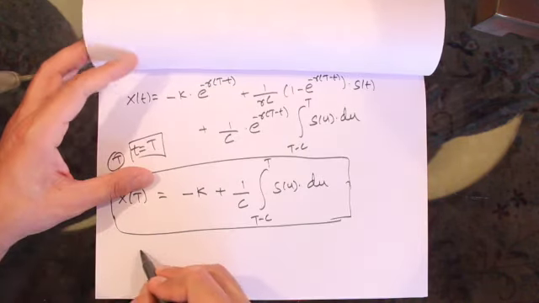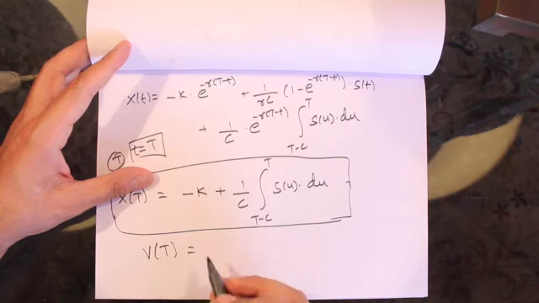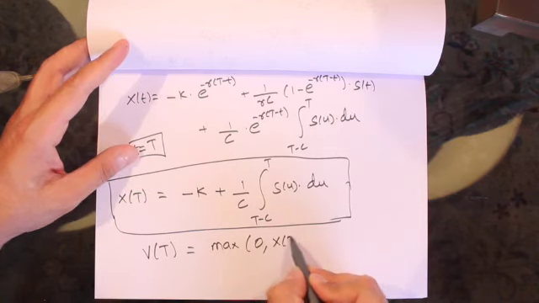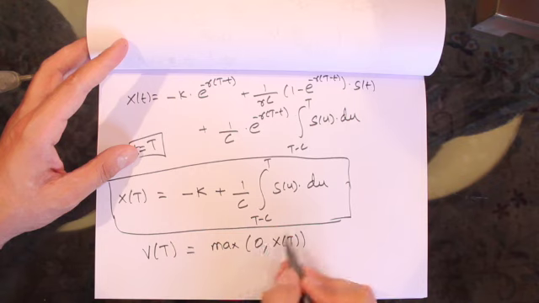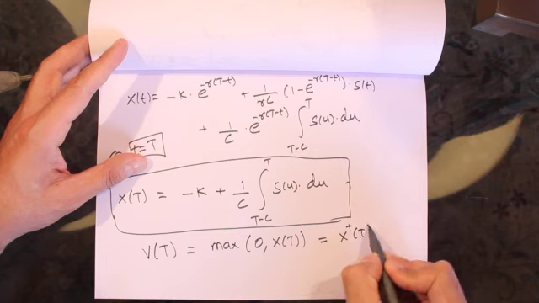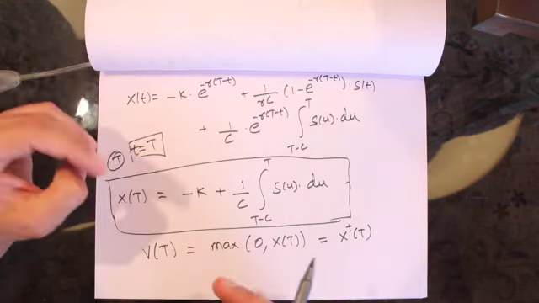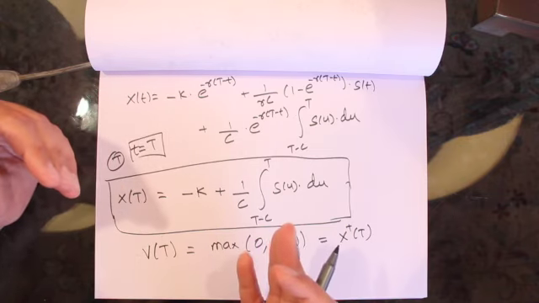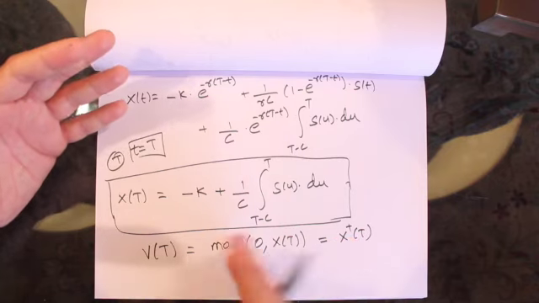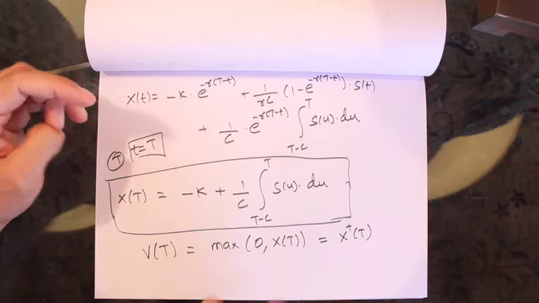Now we know that the value of our option at T is nothing but max of 0 and X of T. We have to take the max of 0 and this. This we will denote by X plus of T. And now what we want to do next is use a risk-neutral pricing formula and figure out what the differential equation for our Asian option is. So we'll do that next.